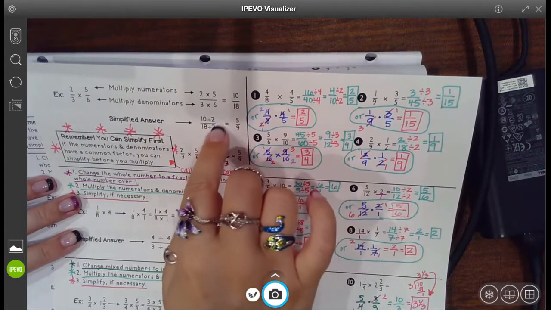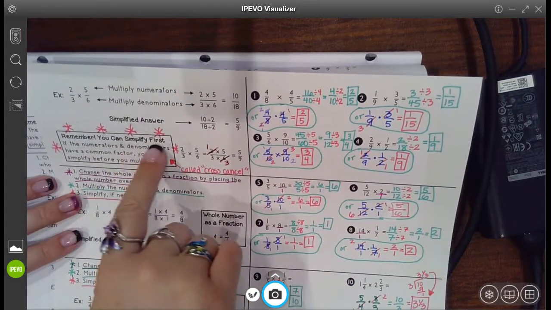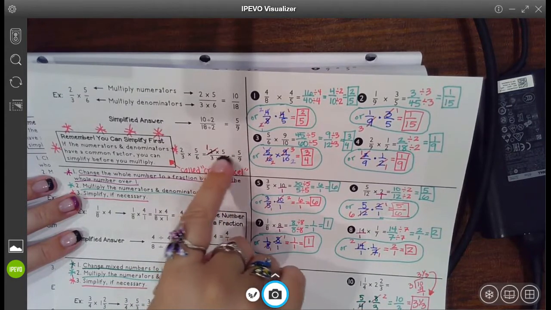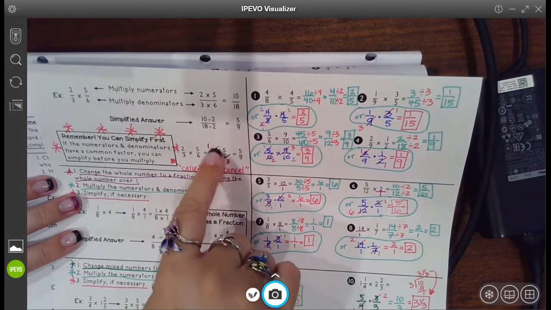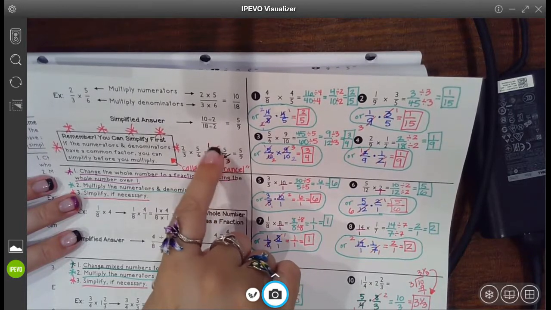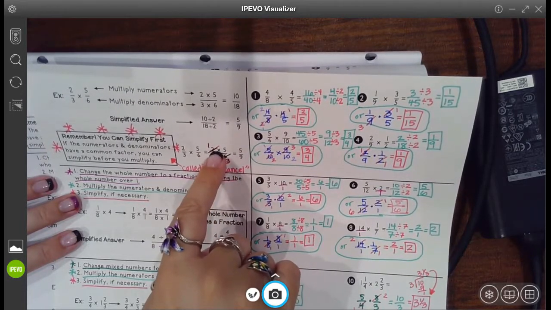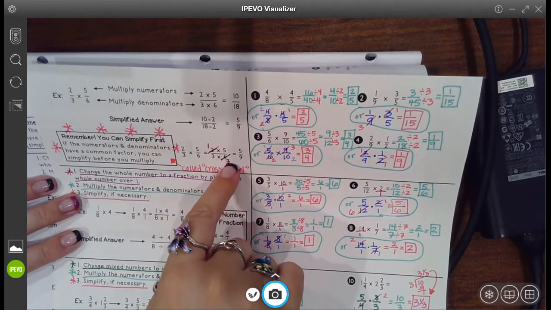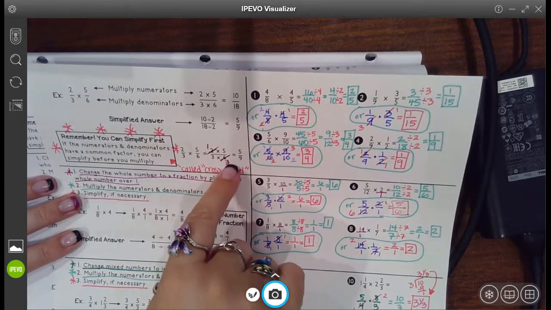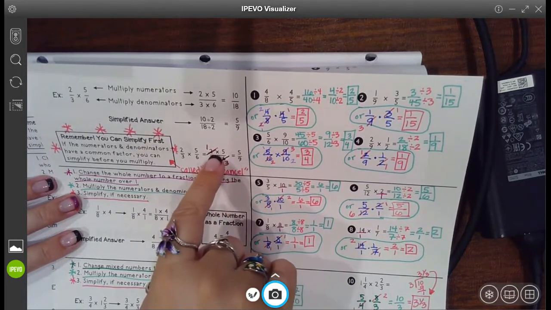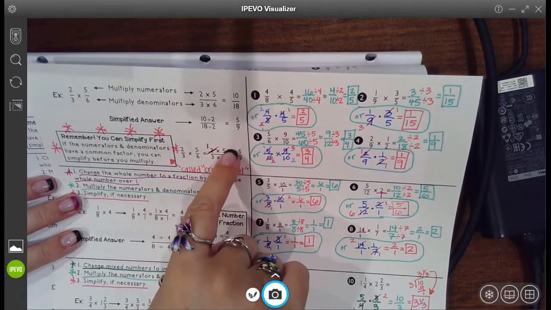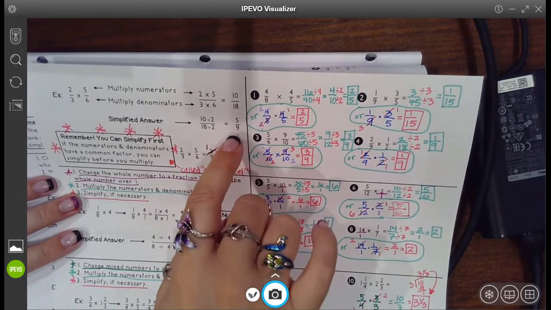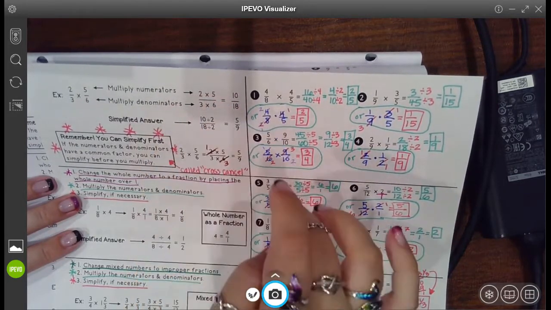But in order to not have to reduce at the end, sometimes you can simplify first by cross canceling. So you look at the numbers diagonally across from each other, 2 and 6. Can anything go into them? Yeah, 2 can. And 2 divided by 2 is 1, and 6 divided by 2 is 3. So now, instead of 3 times 6, it's 3 times 3, which is 9. And instead of 2 times 5, it's 1 times 5, which is 5. So you jump to the answer of 5/9 faster than if you had multiplied across and then reduced later.